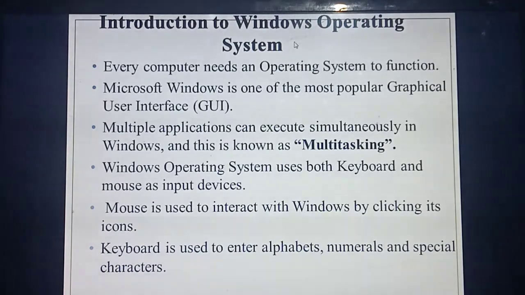Important, one more question. Sometimes they will ask it for 2 marks also. Define multitasking. Very, very important question. So what do you mean by multitasking? Multiple applications can execute at the same time. That simultaneously is called what? Multitasking. Okay. So the input devices accepted by this operating system are keyboard as well as mouse.